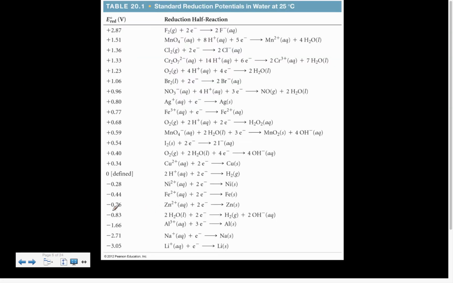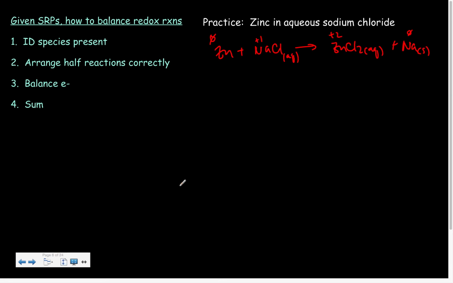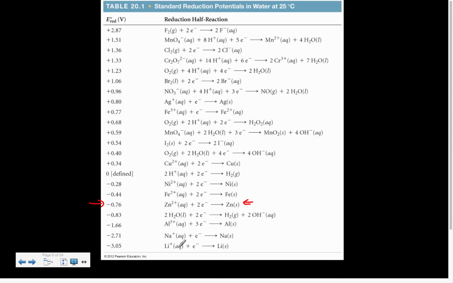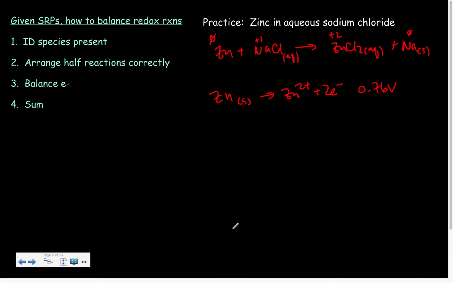All right, so zinc again is going to be plus 0.76. So we have Zn. All right, and so next up we have to go find my sodium. And sodium is down here. So Na+ to sodium solid is negative 2.71.